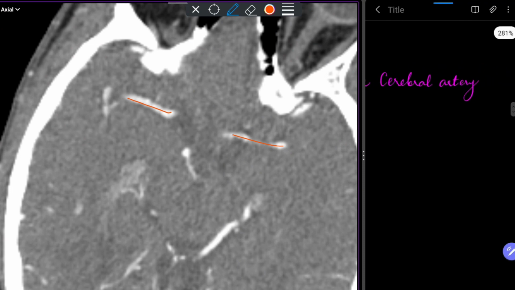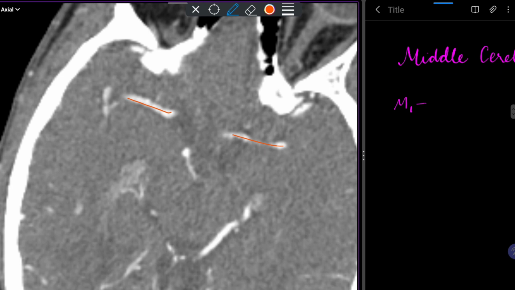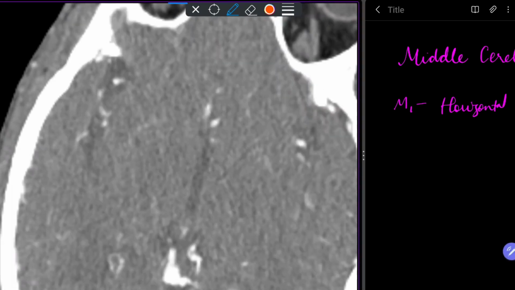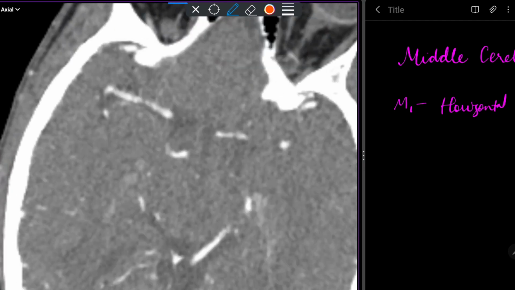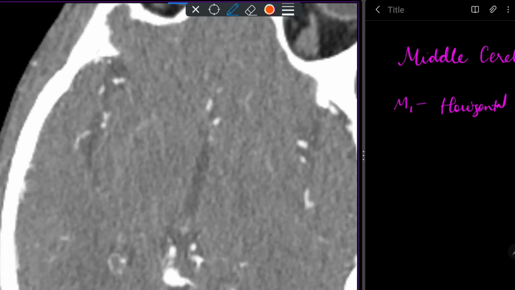The middle cerebral artery has four segments. The first segment, the M1 segment, can be seen in this axial CT angiogram section. We can see that it is going horizontally, laterally. Therefore, the M1 segment is called the horizontal segment. This horizontal segment goes laterally till it enters the sylvian fissure, that is the lateral cerebral fissure. But just before entering the sylvian fissure, it bifurcates or sometimes trifurcates. In this section, we can see that the MCA is bifurcating.